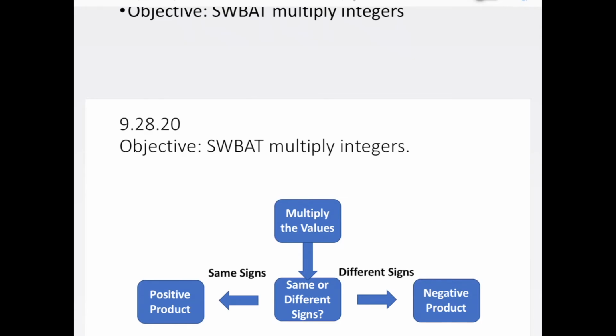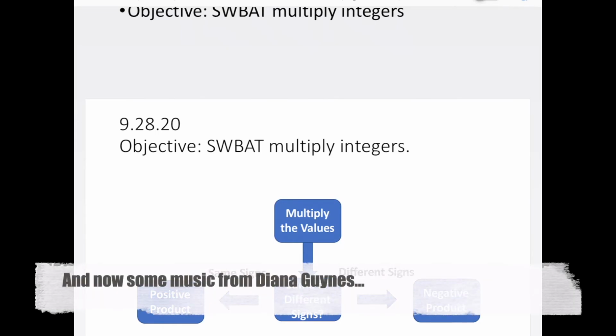If you would please turn your flow chart for adding and subtracting integers over to the blank side and go ahead and draw this flow chart that you see here. It does not have to be perfect. It just needs to make sense to you. So make sure that your handwriting is maybe a little bit nicer than normal so that you can go back and read it later.